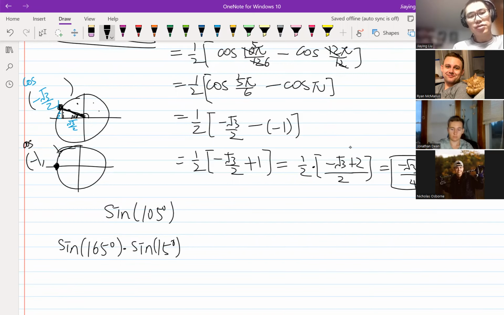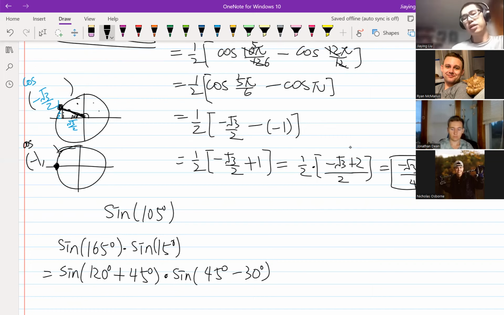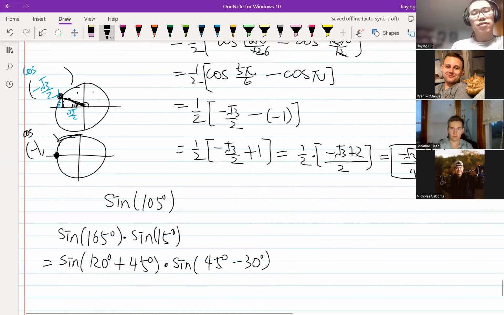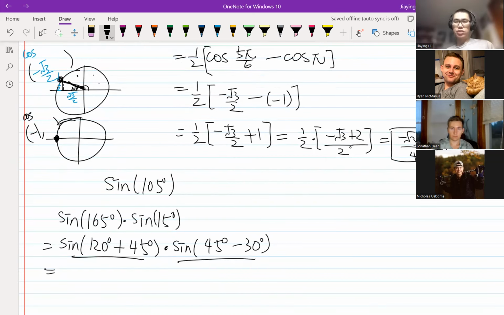165 degrees. Let me just double check, make sure everything's correct. So the first one, you can break that down to sine of, I don't know how you break down 165, maybe 120 degrees plus 45 degrees. And then the second one, we're still multiplying. Sine 15, again, you can rewrite this 15 as 45 minus 30 degrees or 60 minus 45, it's up to you. And from here, we just have to apply the sum and the difference of angle formula twice for each one of them. It should be able to give you the correct answer at the end.